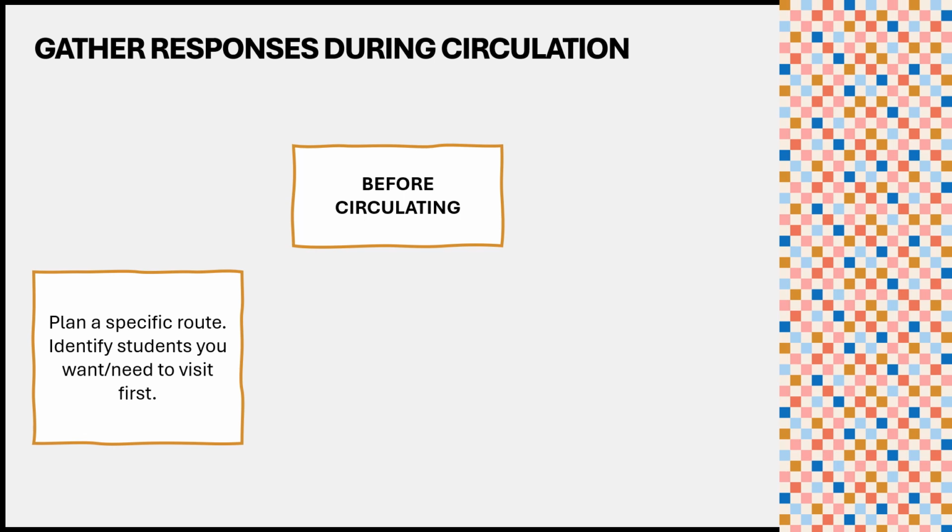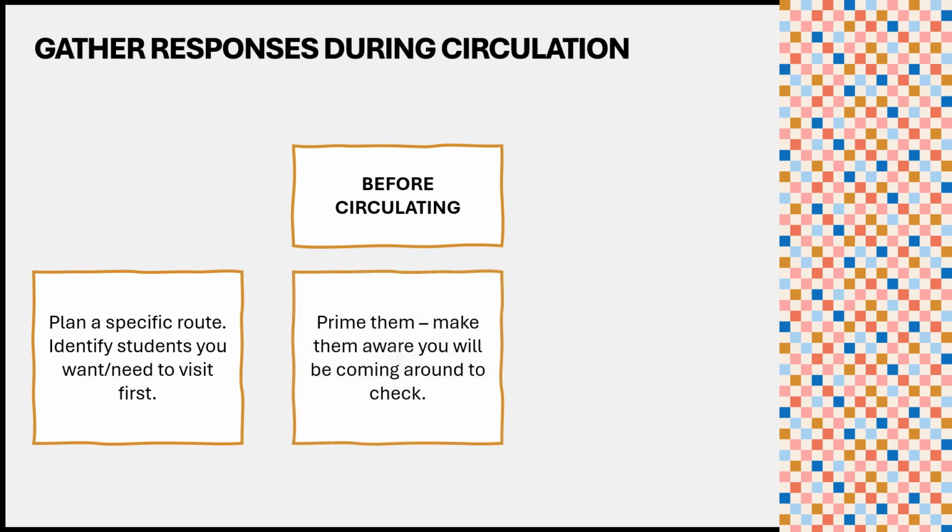We can also be in a position where we can target specific groups of children. So it might be that we want to visit all of the boys first, or we want to visit our SEND learners first. It just allows us then to gather really useful data on all of the student learning, and therefore allows us to target as many students as possible within that circulating phase.